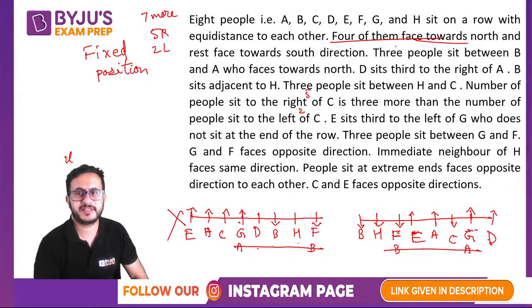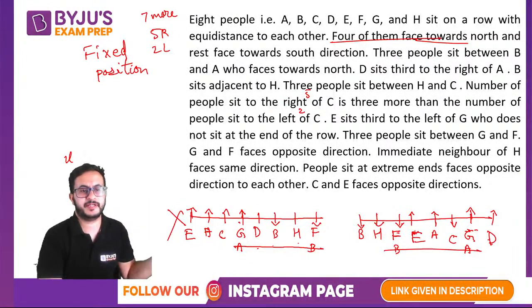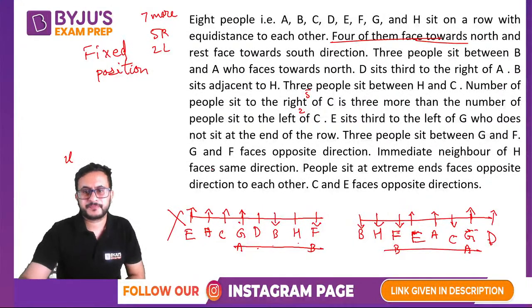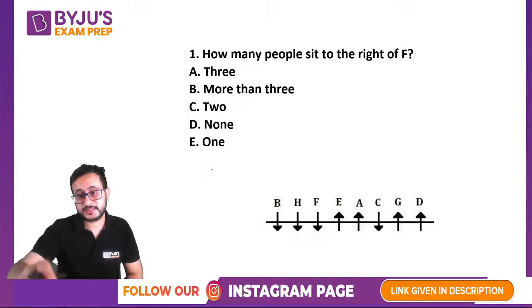But if you started with some other statement, 3 people between B and A, then there could be multiple possibilities, right? B could be anywhere, and accordingly A would be placed. So you will get 8 possibilities. Instead of making 8 cases, you should make 2 cases, right? That makes sense to start and solve it. All right, so this is the arrangement that we got.